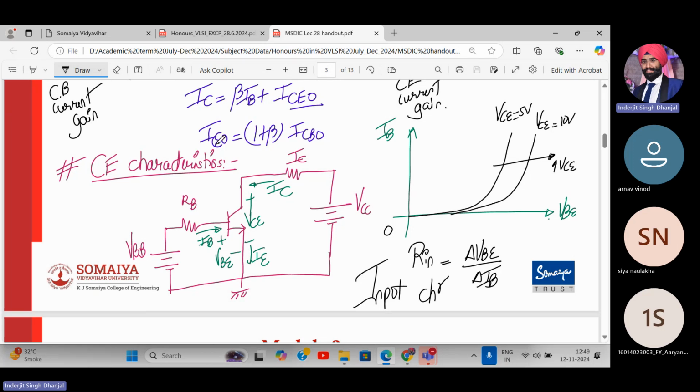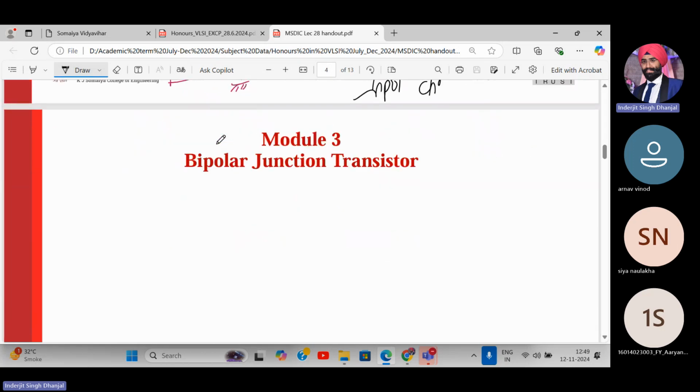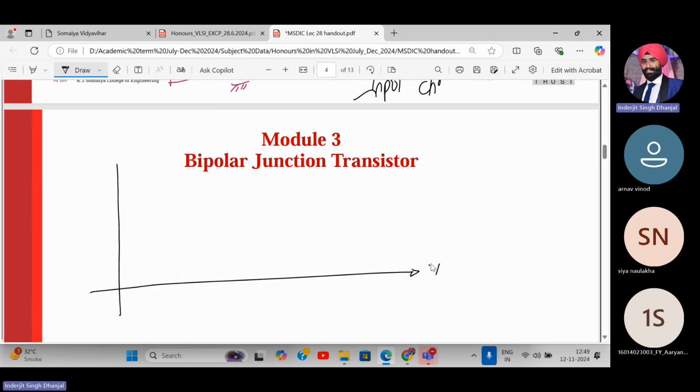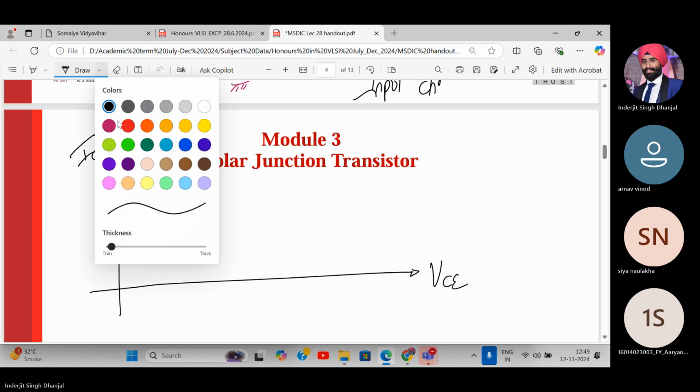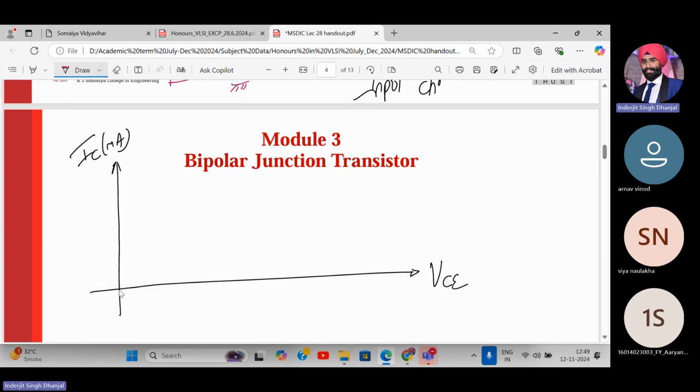Now we'll go for the output characteristics. The output characteristics will tell a great deal about the transistor operation. So this is my VCE versus collector current IC in milliamperes. Now the characteristics will look something like this. We have a small graph just parallel to the x-axis here. This indicates leakage current, so this is actually my cutoff region.